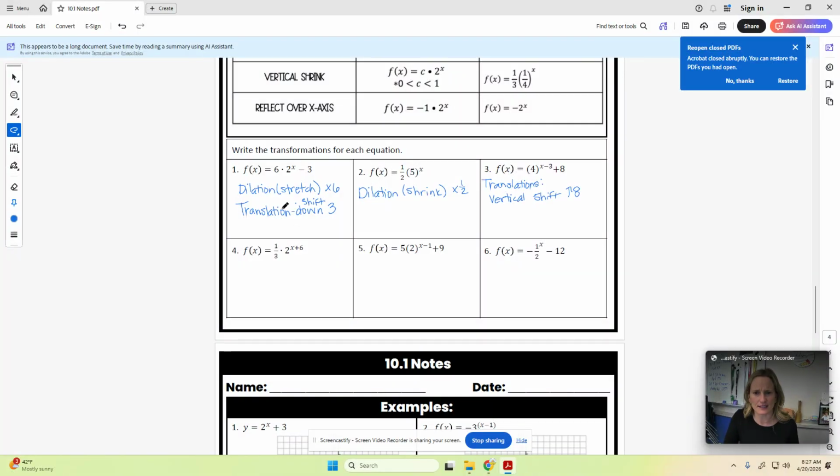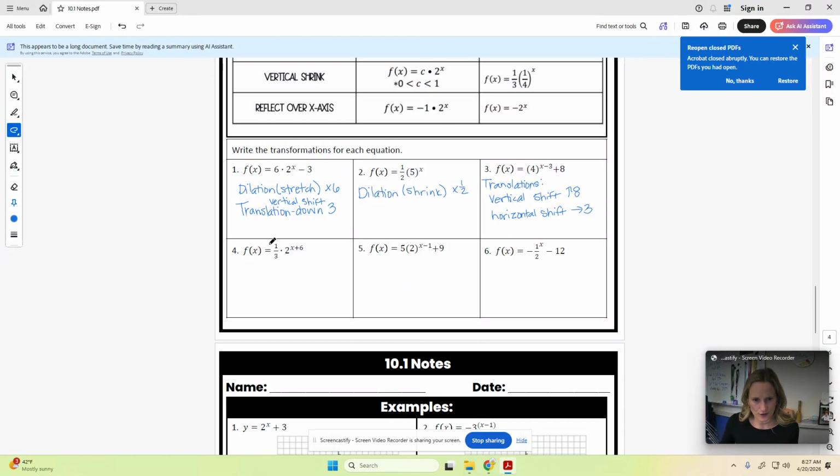So let's edit this. It is a translation, and it was a vertical shift up 8, and then there's a horizontal shift. And since that has a subtraction of 3, it's actually going to move it in the positive direction. So it's going to the right 3.